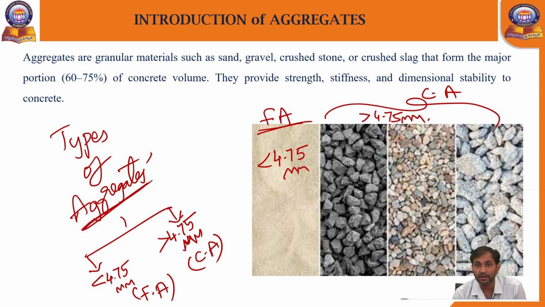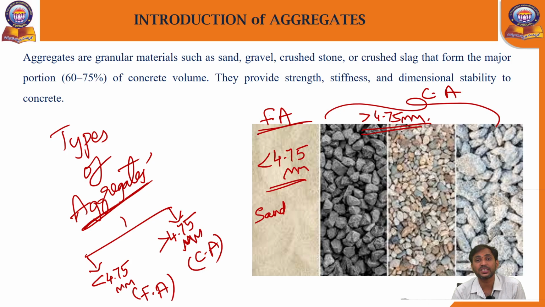Okay, now we have understood. The fine aggregate size is represented as less than 4.75, and the coarse aggregate size is represented as more than 4.75. Then what terminology do we have to use? For fine aggregates, we use sand.